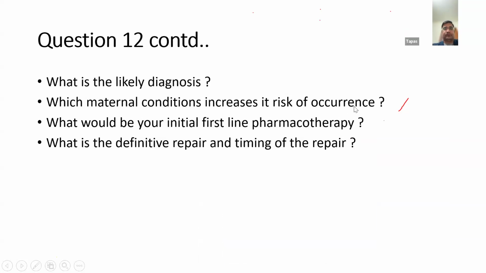So what is the diagnosis? What are the important maternal conditions which increase its occurrence? What would be your first line of pharmacotherapy for this condition? And what is the definitive repair and the timing of repair?